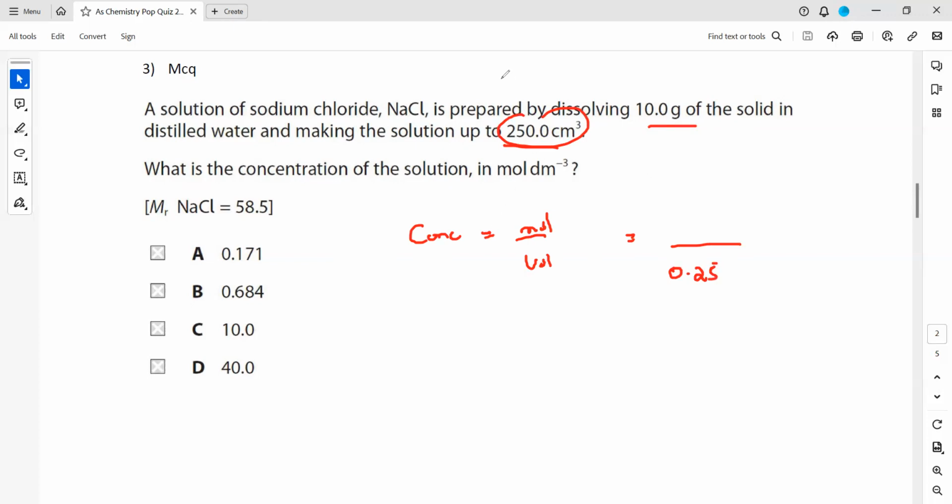And then to get the moles, moles is concentration times volume. But you need a concentration for that, so you cannot use this formula. Then the other formula: moles equal mass in gram over molar mass. Mass in gram is 10, and the molar mass of sodium chloride, using the periodic table, is sodium 23 plus chlorine 35.5. So you add them, it will give us 58.5. So 58.5 is the molar mass. So it will be 10 divided by 58.5.